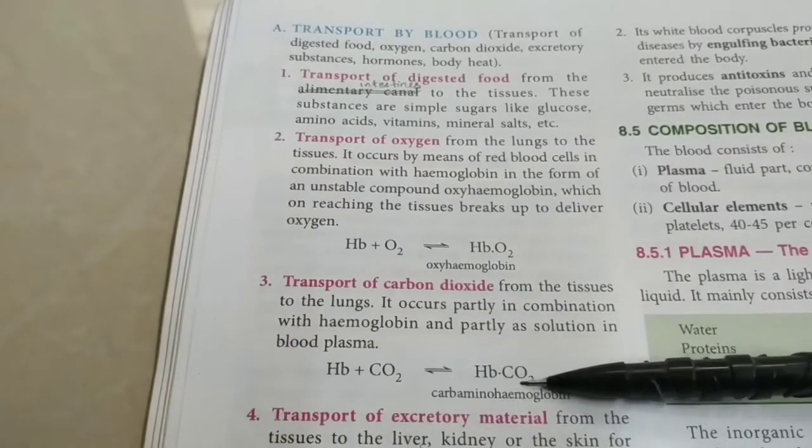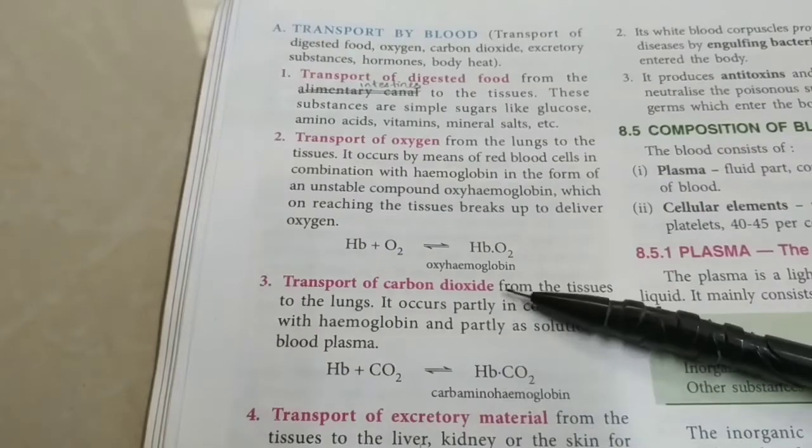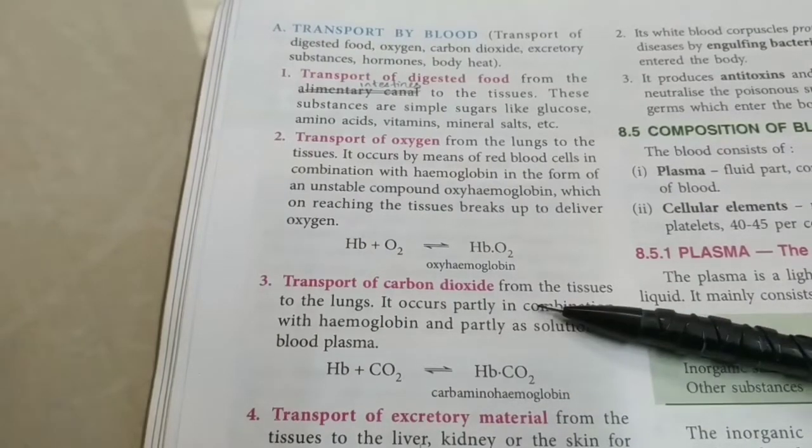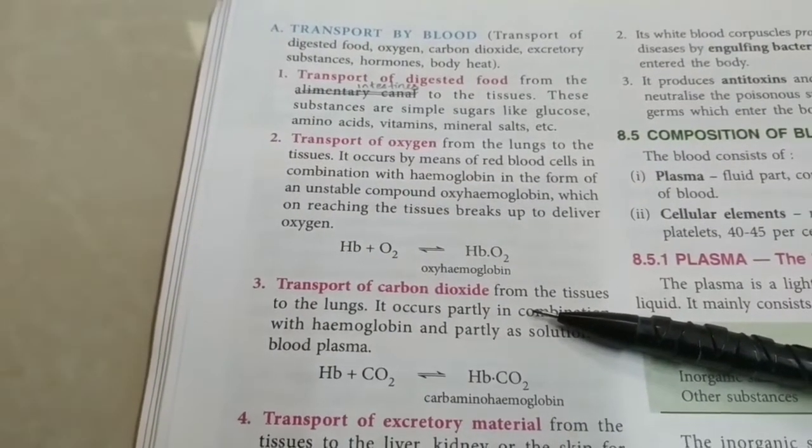Of course, carbon dioxide can be transported even without hemoglobin. CO2 is dissolved in the blood plasma in the form of various salts like bicarbonates.